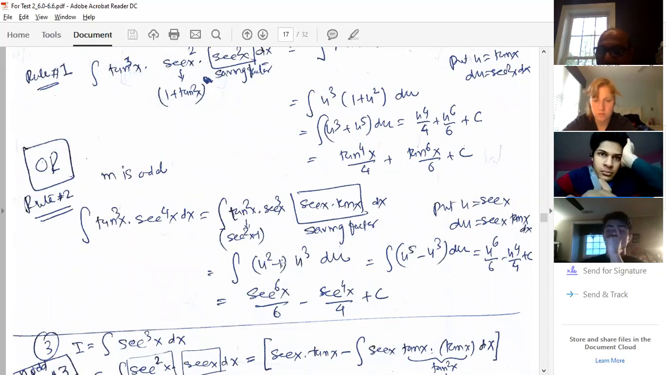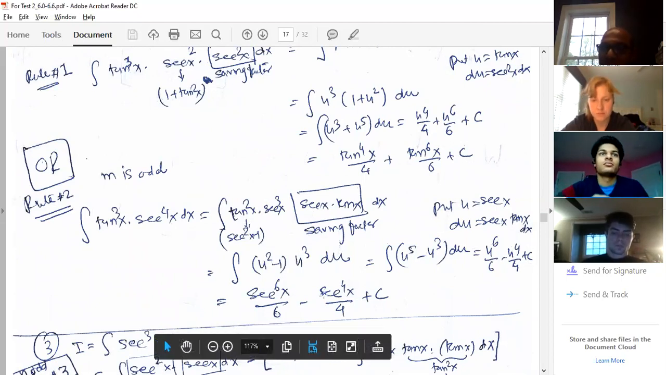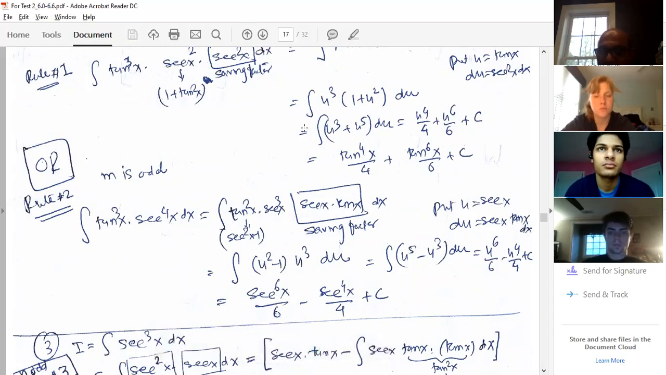Again, multiply each term by u cube, so u to the power 5 and u cube, du. Integration gives u to the power 6 by 6 minus u to the power 4 by 4 plus c. Plug in the value of u, secant x, so secant to the power 6 x by 6 minus secant to the power 4 x by 4 plus c. Just look at over here, a four-step answer. Once you apply the proper rule, either one, it's a four-step answer. Right, guys? So it's almost the same.